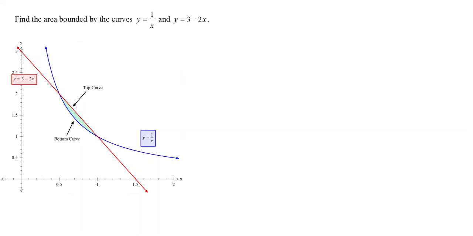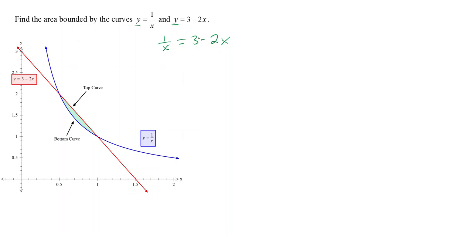So the first thing we're going to do is find the points of intersection, because that's going to be our lower bound and our upper bound. To find our points of intersection, we're just going to make the equations equal to each other. So you have y equals 1 over x and y equals 3 minus 2x. Then we should be able to say 1 over x equals 3 minus 2x, because if y is equal to that and that, then they're equal to each other.